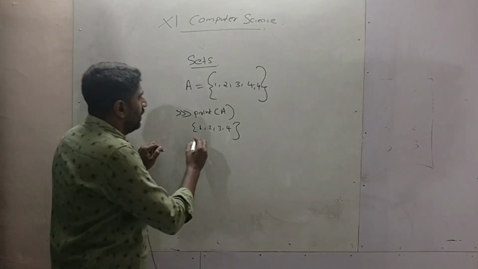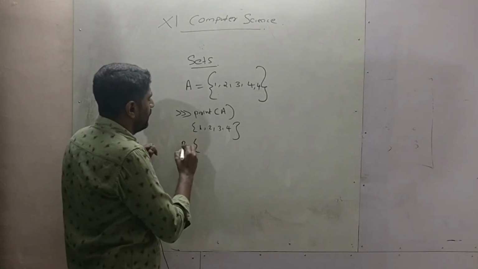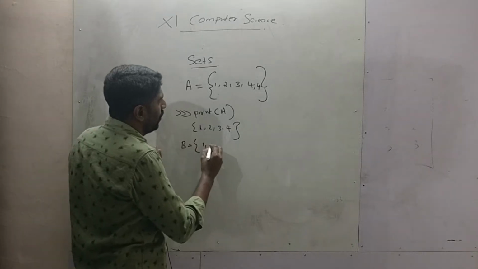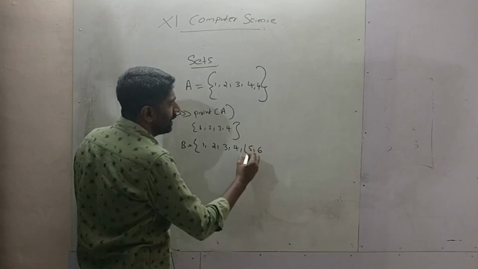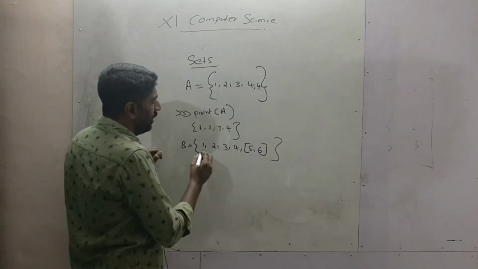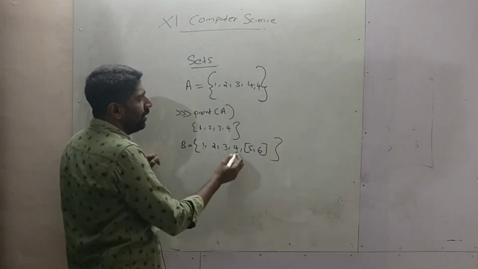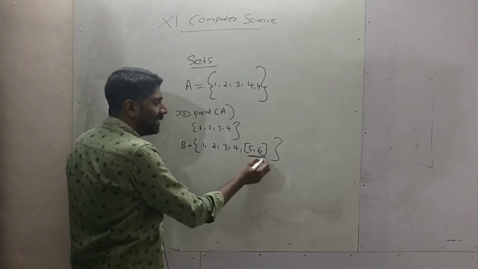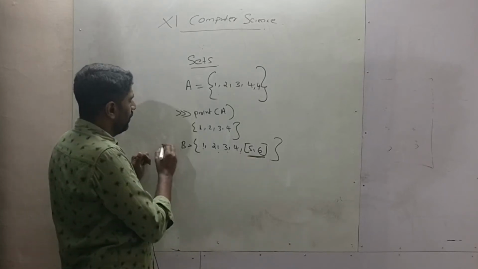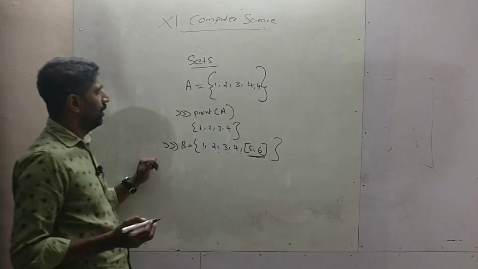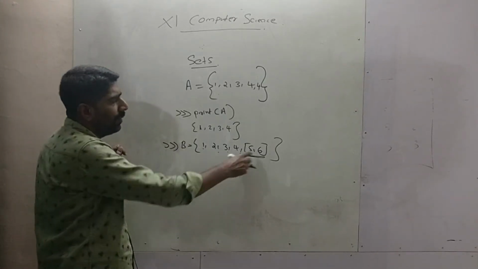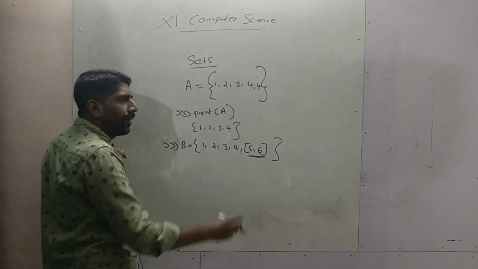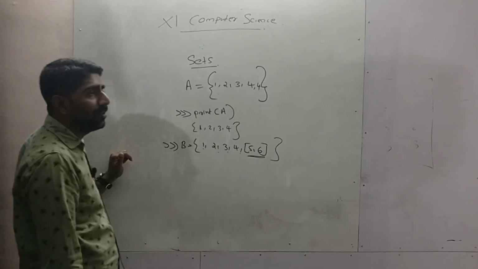In a set, suppose b is equal to 1 comma 2 comma 3 comma 4 comma 5 comma 6. That is a list. The first element is 1, second element 2, 3, 4, then this one is a list. Suppose you create a set like this, b is equal to 1 comma 2 comma 3 comma 4 comma then a list, it leads to an error.